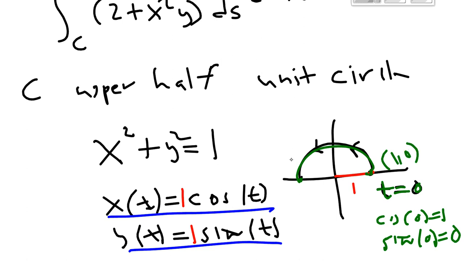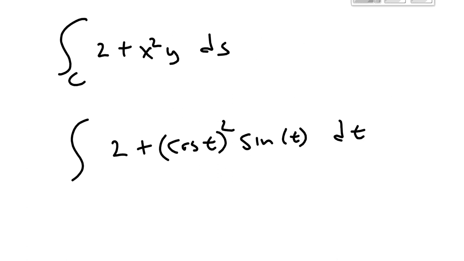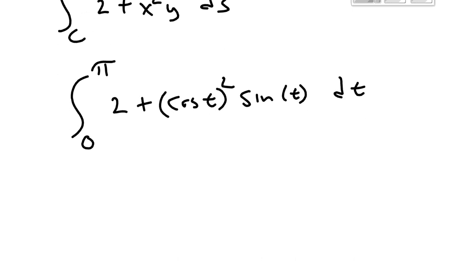If you think about the point over here, that's got to be t equals pi. And just think about cosine pi is -1 and sine of pi is 0. So that's doing what we want. So those become the limits for our integral. This is going to be 0 and this is going to be pi. Okay, so now we're ready to integrate.